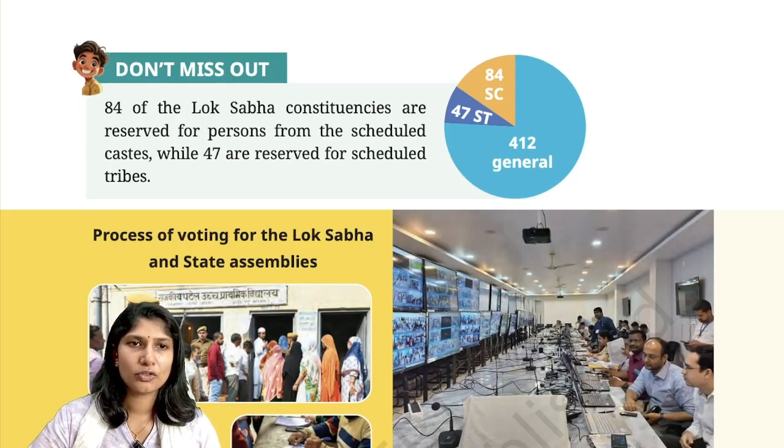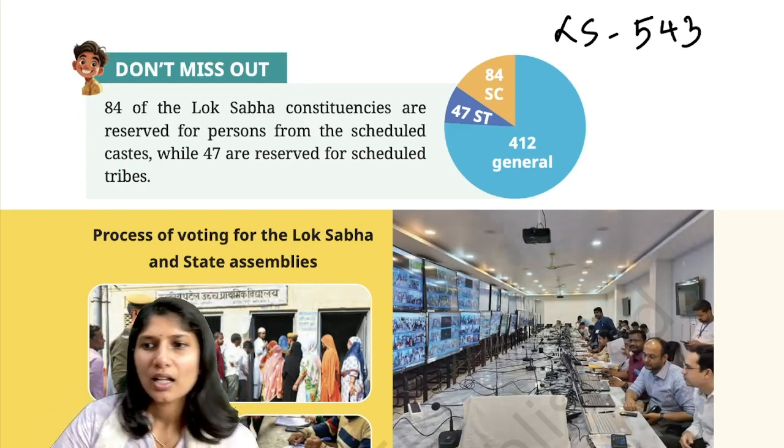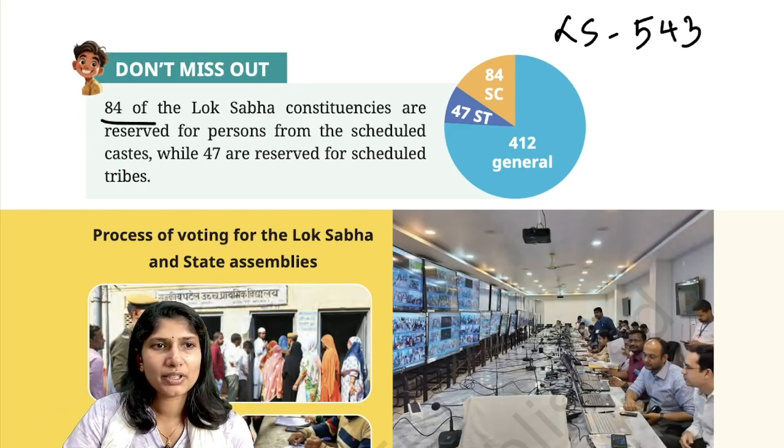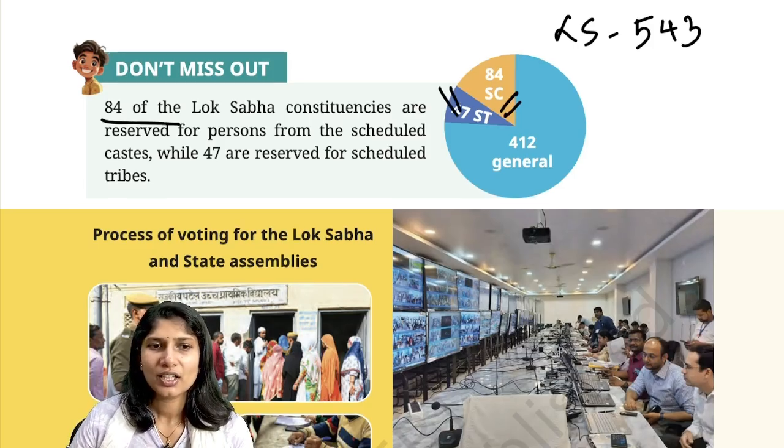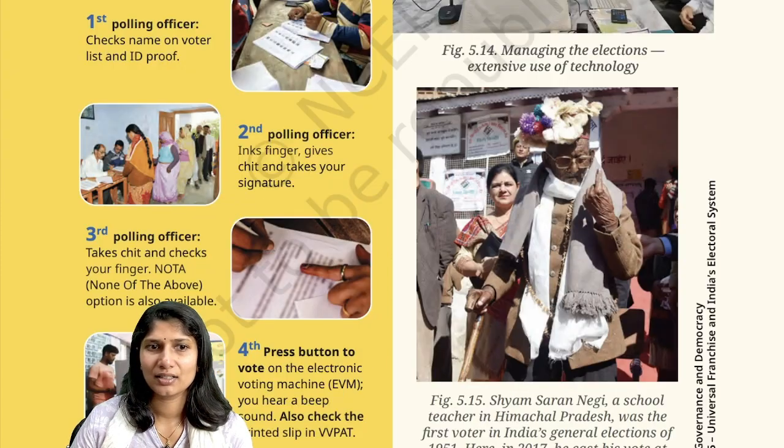Now, out of the Lok Sabha, I told you the total is 543 constituencies. Among these, 84 seats are reserved for scheduled caste people. 47 seats are reserved for scheduled tribe people. The remaining 412 are for your general category.